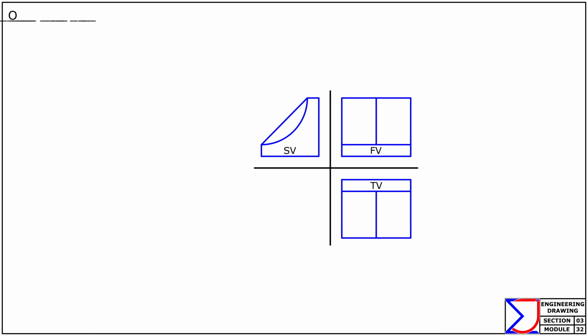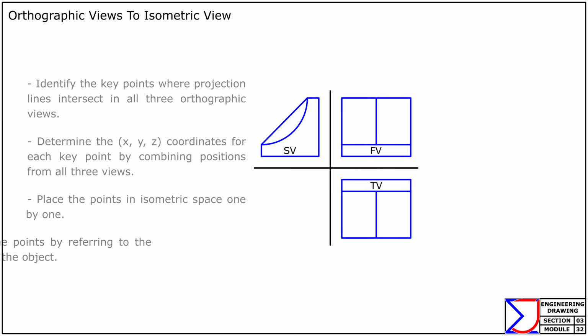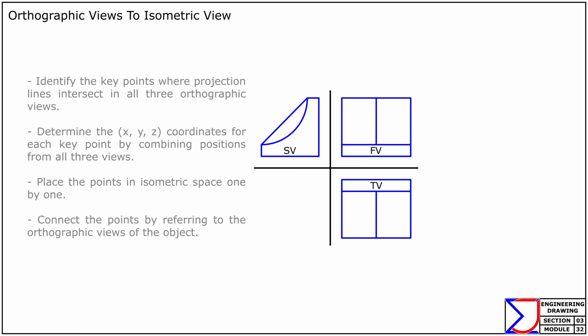In this module, we will systematically convert a 2D orthographic view into its isometric view. Step by step, using the front, top, and side views, we will transform them into a complete 3D object, ensuring accuracy and alignment. By the end, you will have a fully constructed isometric view from the given orthographic views. Before diving into the exercise, let's explore some key steps.